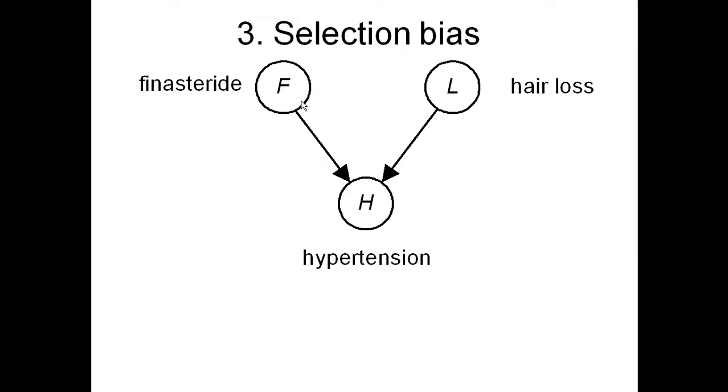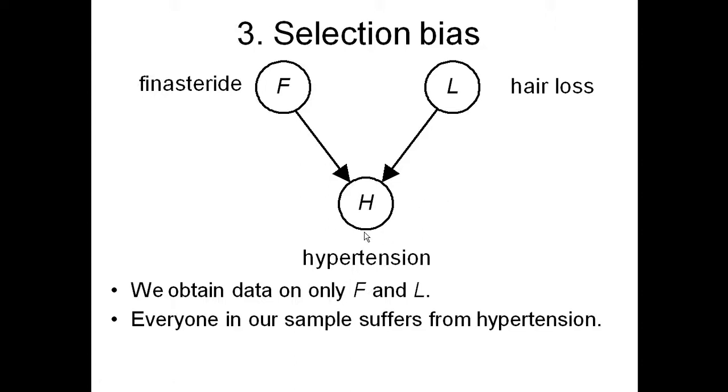Selection bias. This is an interesting example which, again, people don't realize until you bring it to their attention. Let's say finasteride. Finasteride is a medication marketed for hair loss. And it causes hypertension. I mean, it doesn't really, but I'm making it up for this example. And it doesn't that I know of. And let's say hair loss also causes hypertension. Maybe you're upset that you're losing your hair, so your blood pressure goes up. Again, I'm making this up. I don't know that this happens. But let's say this is true. And let's say finasteride and hair loss have no causal effect between each other.